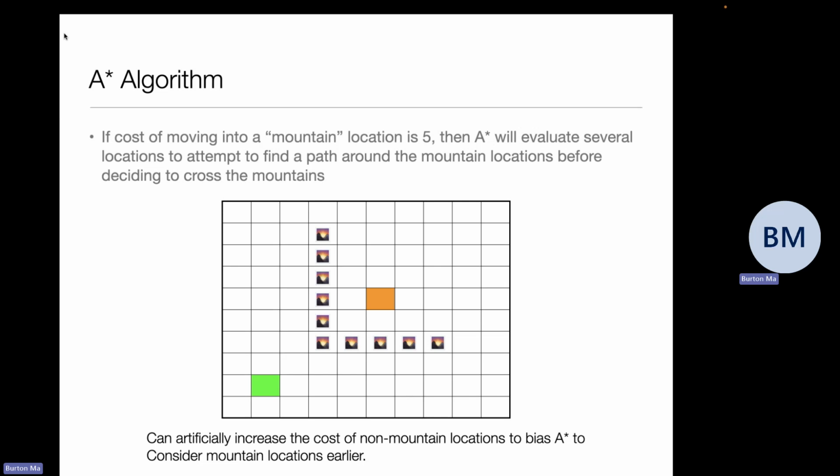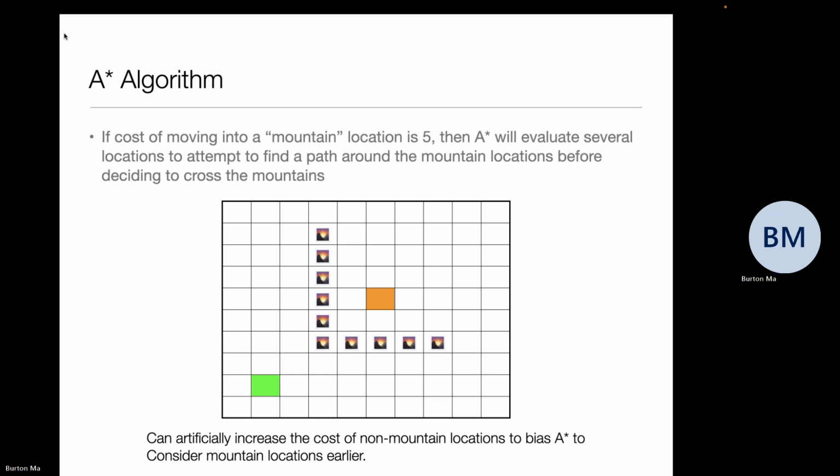So for example, here I've got some very badly drawn mountains. If you assume that the cost of crossing the mountain is much smaller than the cost of walking around in the white area, what does A star, or even the greedy algorithm, do? If we assume that the cost of moving into a mountain location is 5, then what does A star do? Your g of n becomes 5 when you try to step onto a square that's up.